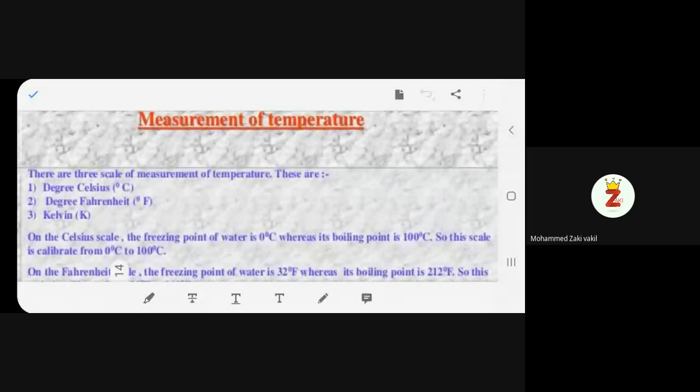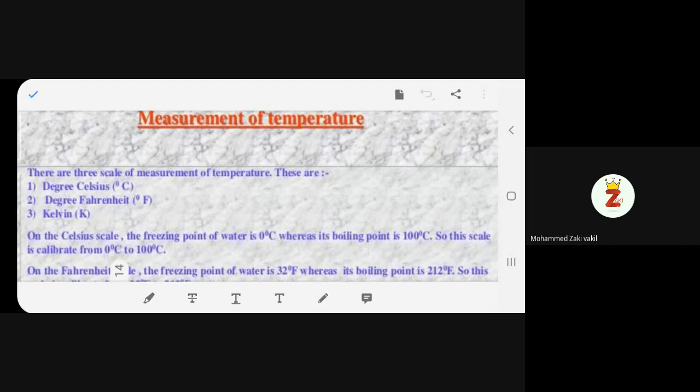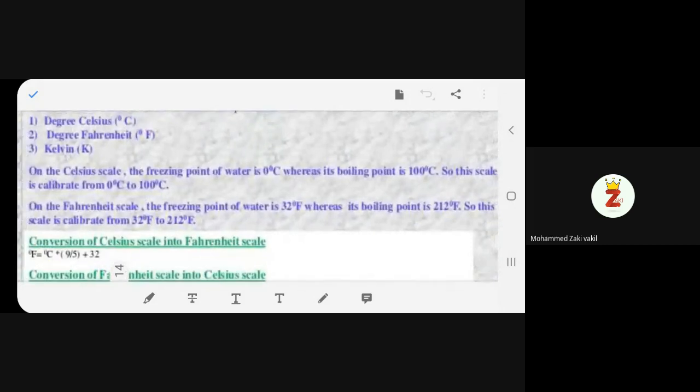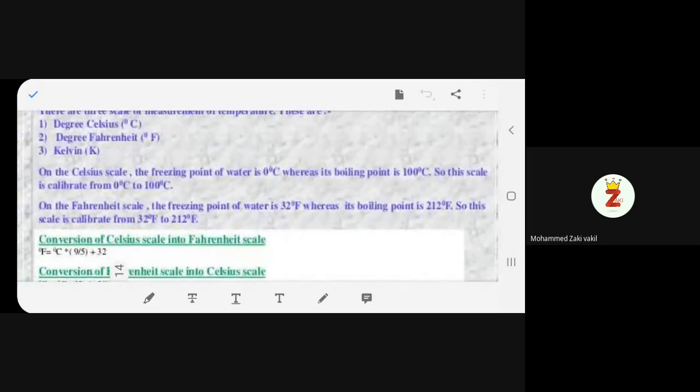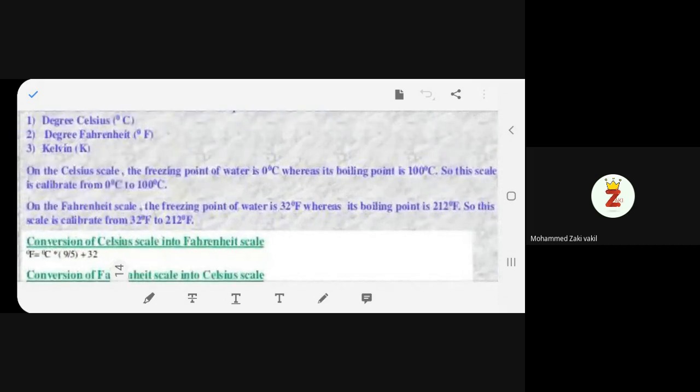Again, I'm doing this for the sake of revision. Start again. Measurement of temperature. There are three scales of measurement of temperature: degree Celsius, degree Fahrenheit, Kelvin. On the Celsius scale, the freezing point of water is 0 degrees Celsius, whereas its boiling point is 100 degrees Celsius. So this scale is calibrated from 0 degrees Celsius to 100 degrees Celsius.